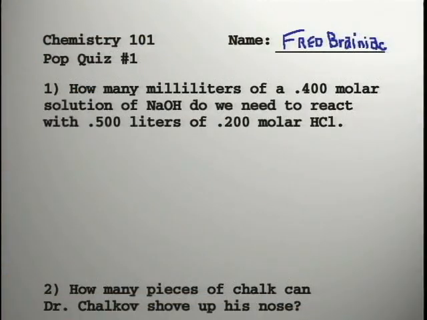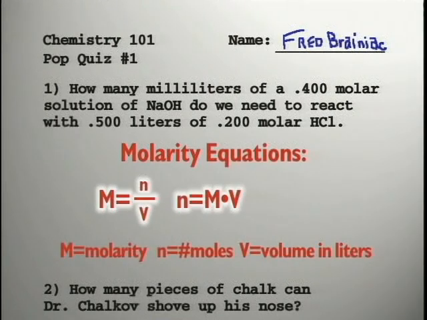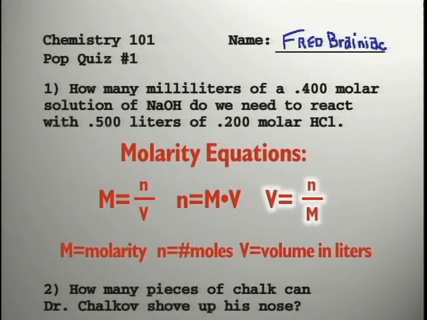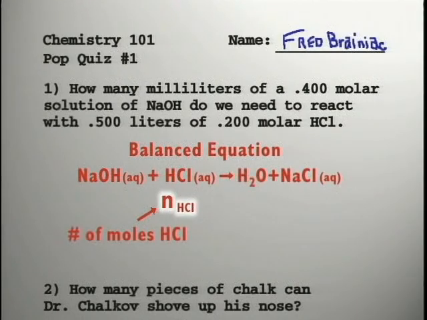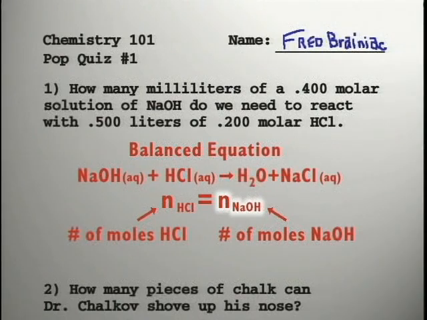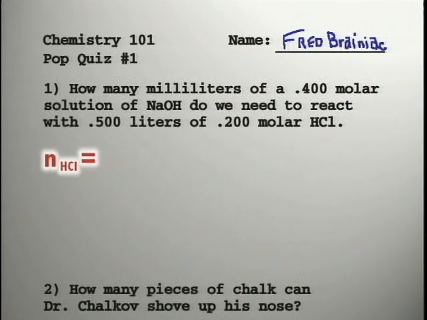So here's the question. How many milliliters of a 0.400 molar solution of sodium hydroxide do we need to react with 0.500 liters of 0.200 molar hydrochloric acid? To figure it out, we'll use the molarity equations we just talked about and a new variation to find volume. Volume equals the number of moles divided by the molarity. Like we said, the balanced equation dictates that the number of moles of HCl we have will equal the number of moles of NaOH. So let's find out how many moles of HCl we're starting with in our 0.500 liter sample.